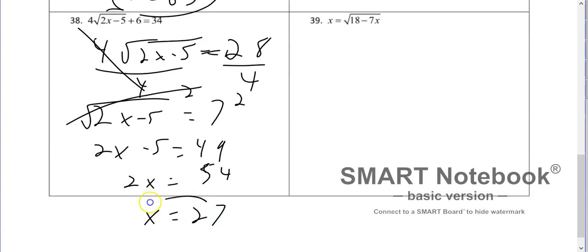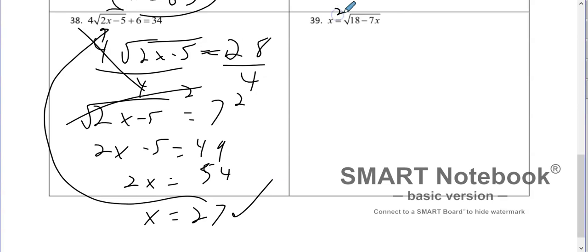I need to go up here and check it real quick. 2 times 27 is 54. 54 minus 5 is 49. Square root of 49 is 7. 7 times 4 is 28. 28 plus 6 is 34. Good answer. Okay, I'm telling you right now, there will be one like this on the test, number 39. You have to be able to do this.